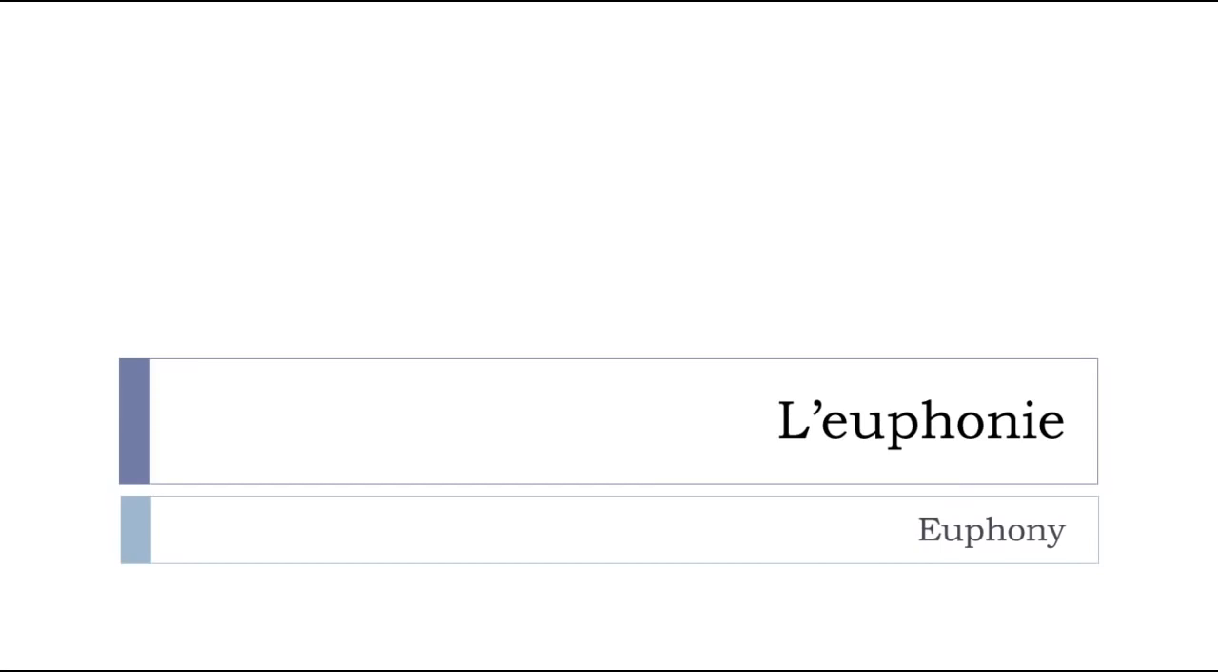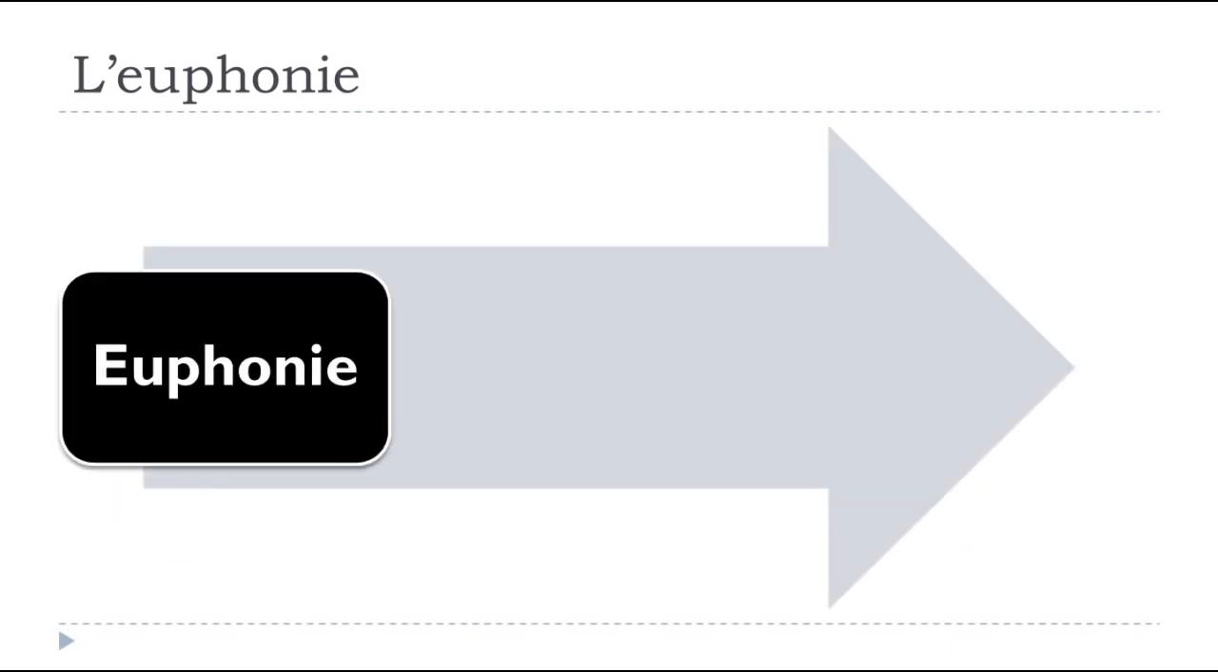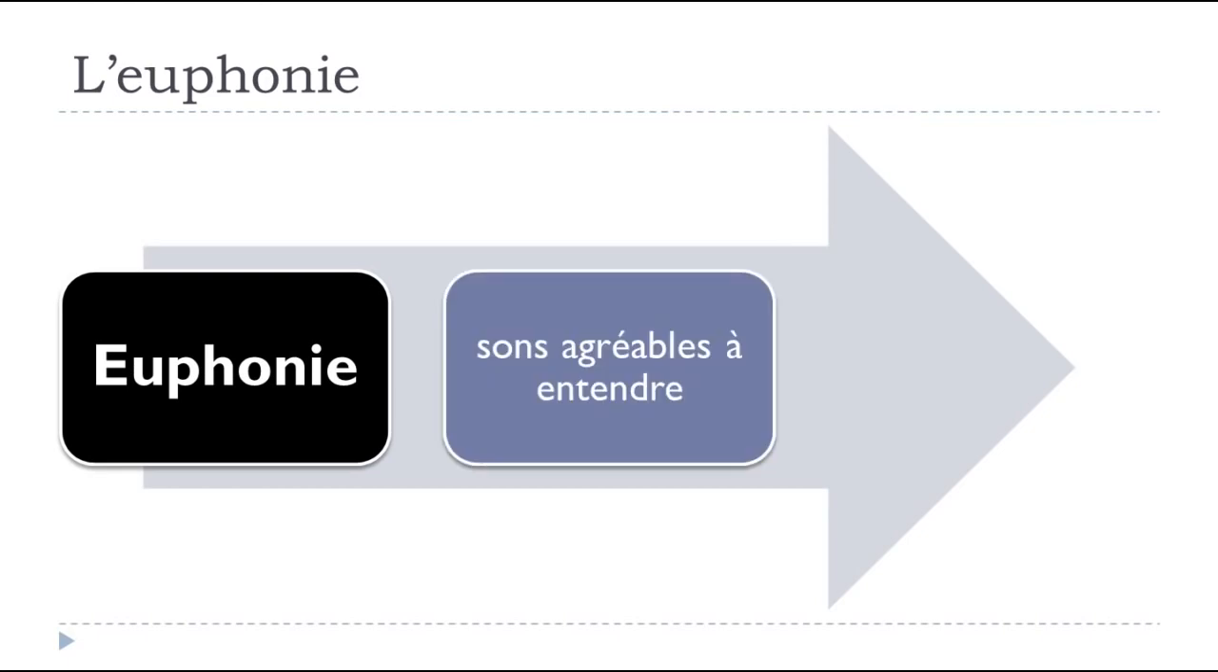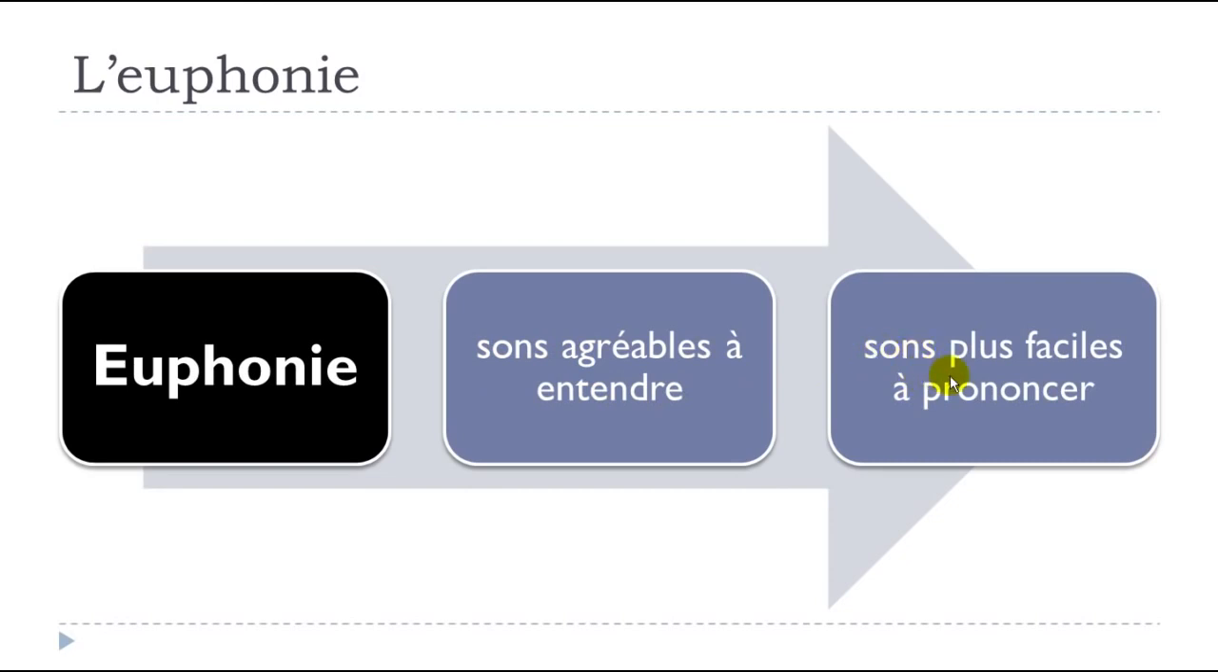Euphony. Okay, so we can start right now. So the question is, of course, what is l'euphonie? And it's a good question because it will be quite important when we talk about using the French language. So basically, l'euphonie is the idea that we will produce des sons agréables à entendre, so sounds that will be nice to hear, okay, or then des sons plus faciles à prononcer, sounds easier to pronounce.